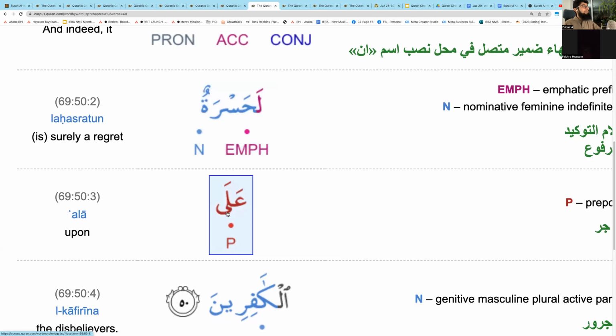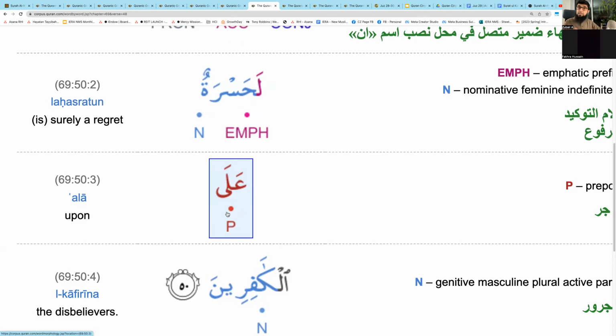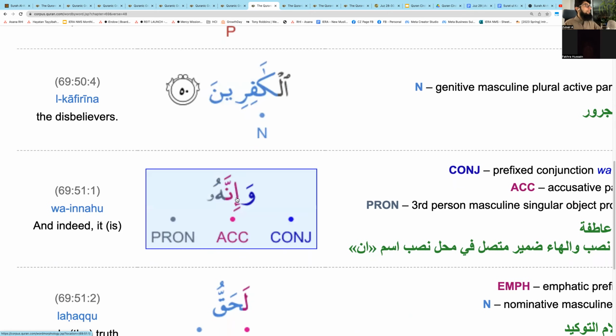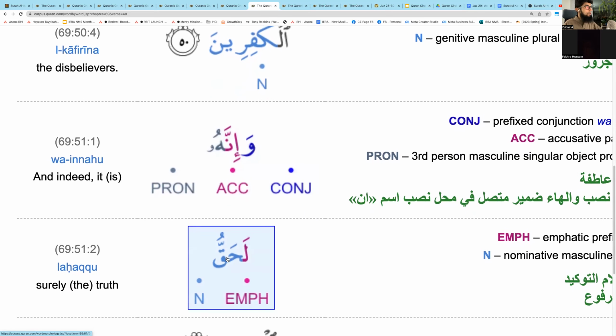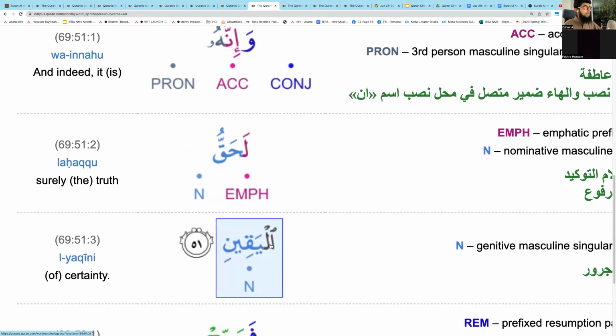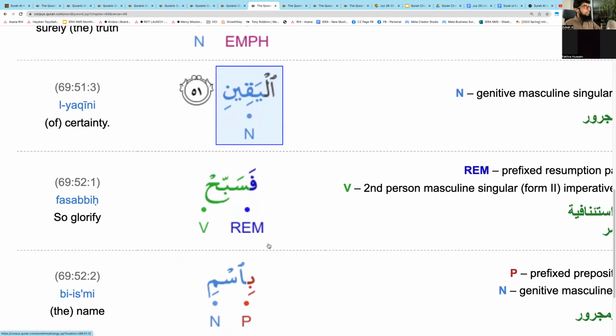Ala means upon. That's one of the prepositions. We know this, again, very famous: Allahumma salli ala Muhammad. Send the salutations and greetings of prayer upon Muhammad sallallahu alaihi wasallam. So ala means upon. Al-kafirin, the ones who are disbelievers. Again, the een is for plural. You just have the core, which is kafara from kufr. Wa innahu la haqqu. Right? Surely a haqq, certainty, truth, al-yaqeen, certainly.